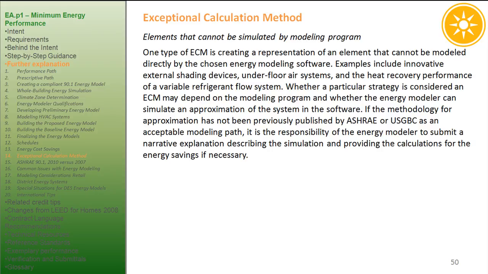Elements that cannot be simulated by modeling program. One type of ECM is creating a representation of an element that cannot be modeled directly by the chosen energy modeling software. Examples include innovative external shading devices, underfloor air systems, and the heat recovery performance of a variable refrigerant flow system. Whether a particular strategy is considered an ECM may depend on the modeling program and whether the energy modeler can simulate an approximation of the system in the software.